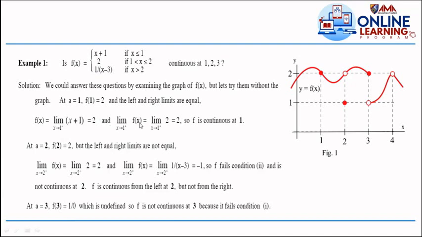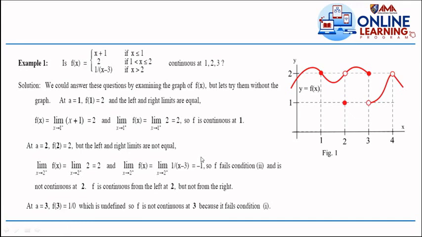So the limit of f(x) as x approaches 1 is equal to the limit of 2 as x approaches 1, which is equal to 2. As x approaches 1, the answer is 2. So f is continuous at 1. Then f(1) is equal to 2, and the limit as x approaches 1, the answer is 2.